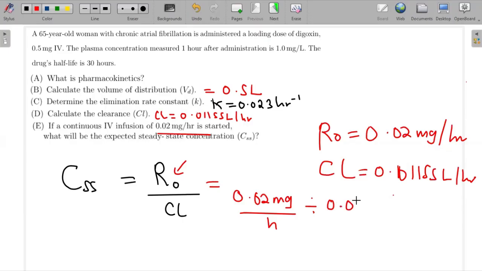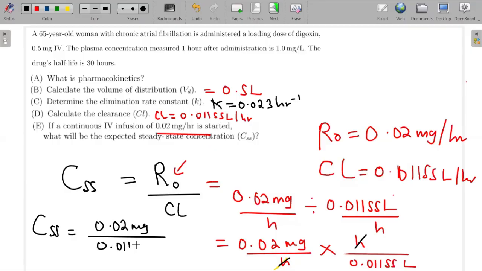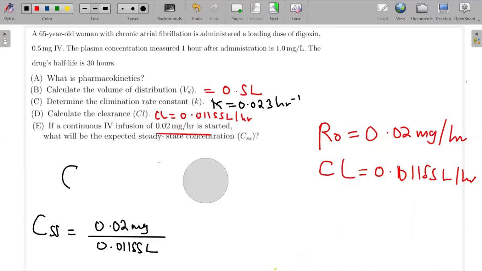It is 0.01155 liters per hour. Okay, so this will just be 0.02 milligrams per hour multiplied by this hour goes on top, and then down there I have 0.01155 liters. So you see that the liter there and the liter there will cancel. So what I have is that my steady state concentration will just be 0.02 milligrams divided by 0.01155 liters. So what is left is just to punch whatever I have here on my calculator.